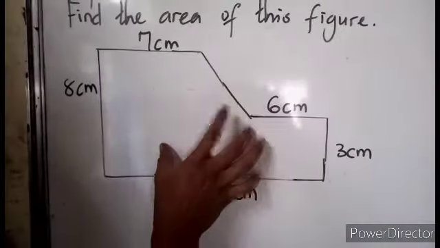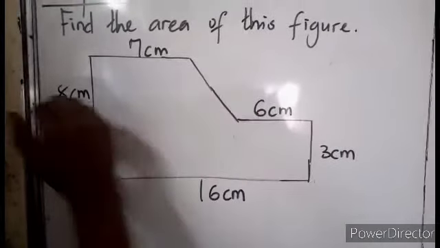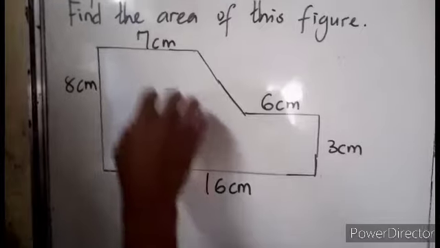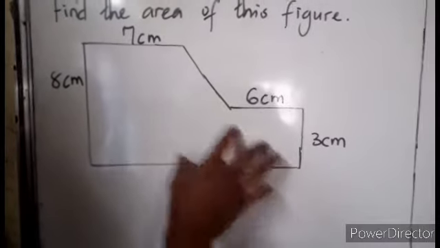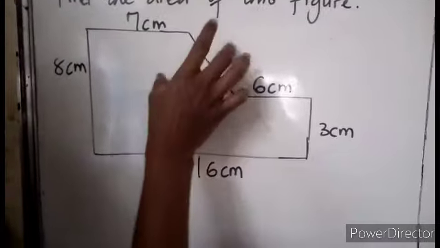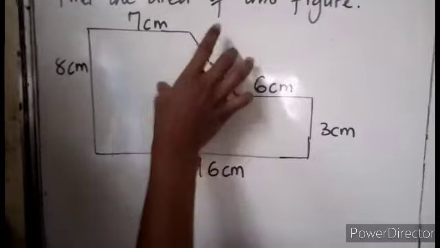So when you have a compound shape, the first thing to do is to divide the shape into simple shapes. I quote, divide the shape, the question, into simple shapes. That is, you divide it into sections for you to be able to work it.